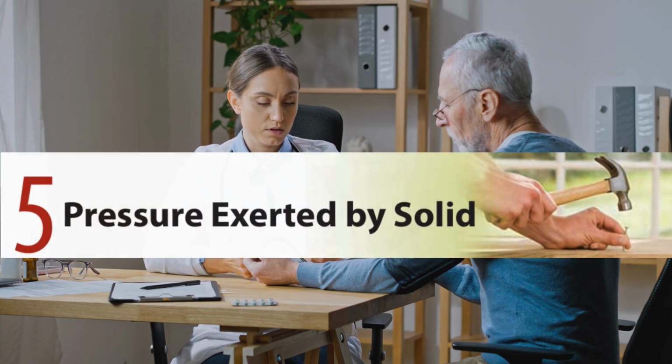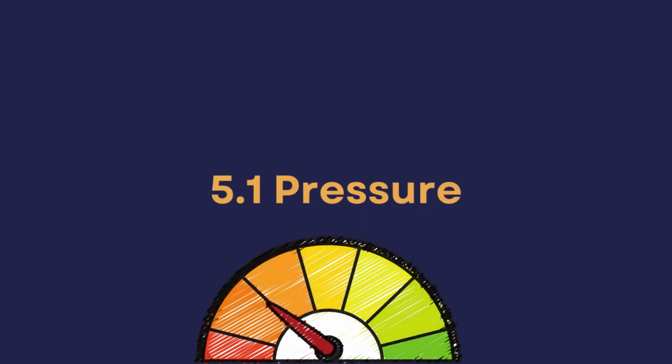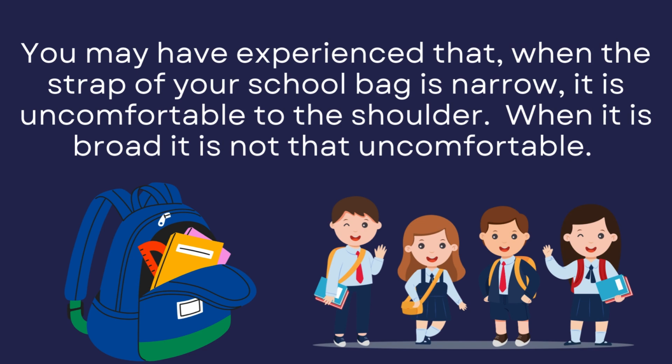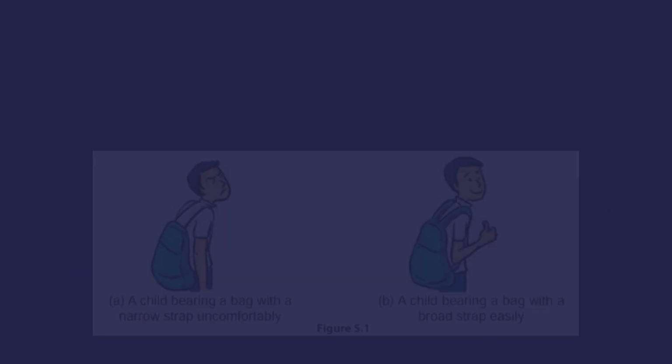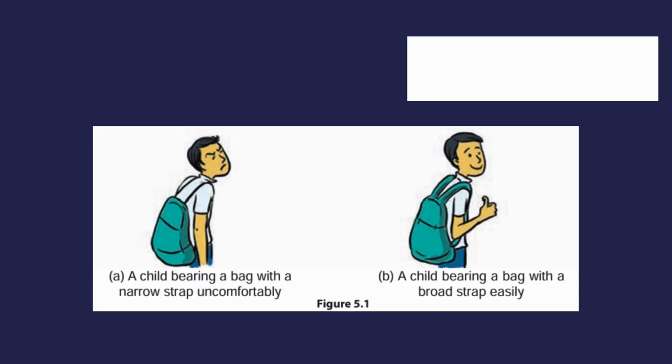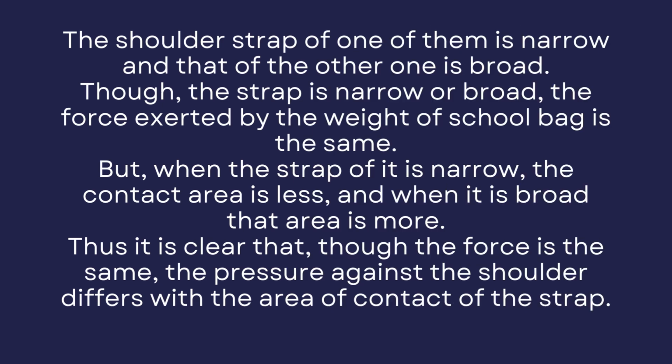Today, I'm going to explain the 5th lesson in your science textbook. 5.1 Pressure. You may have experienced that, when the strap of your school bag is narrow, it is uncomfortable to the shoulder. When it is broad, it is not that uncomfortable. There are 2 school bags of equal weight. The shoulder strap of one of them is narrow, and that of the other one is broad.